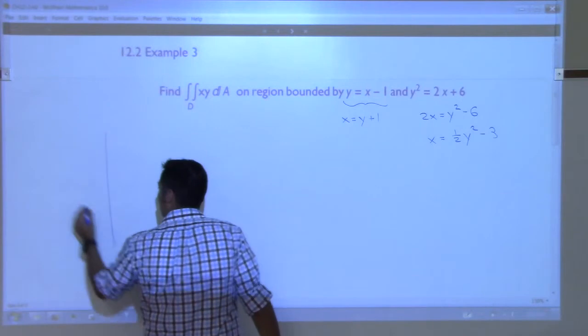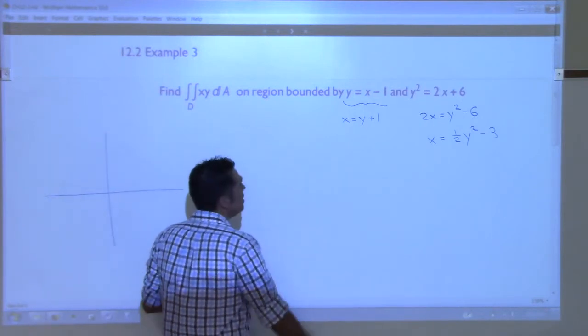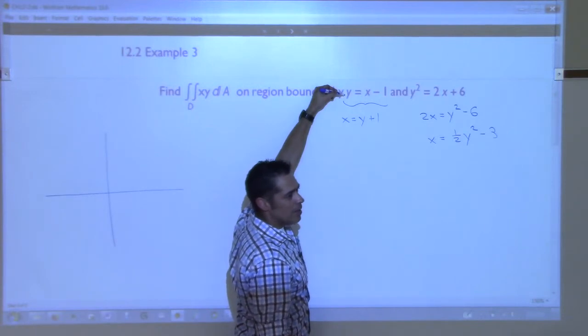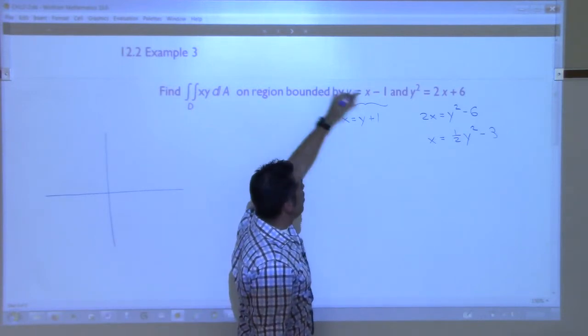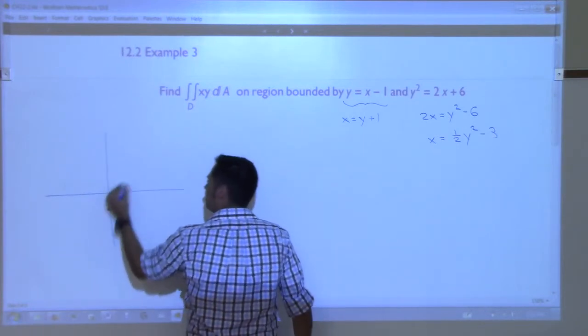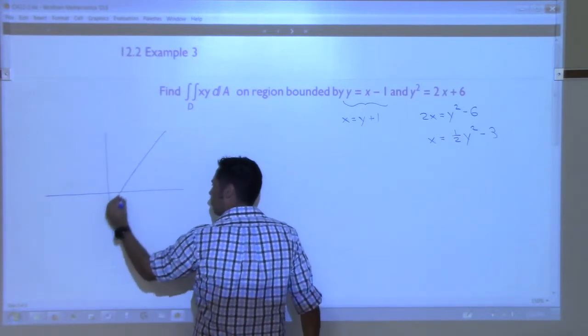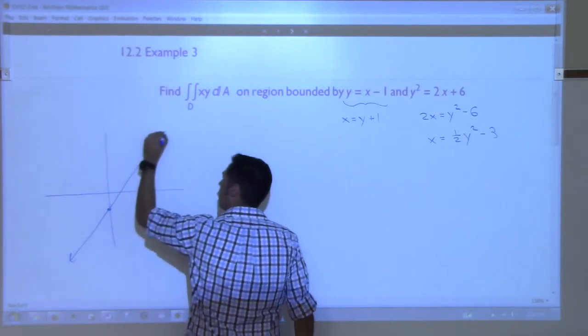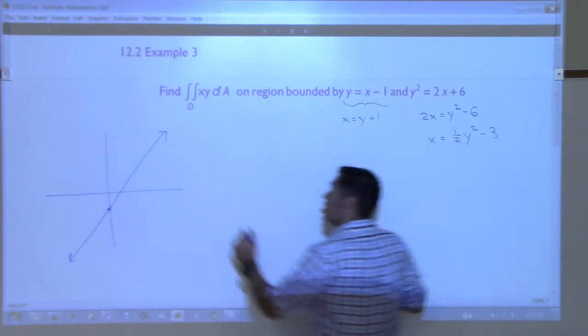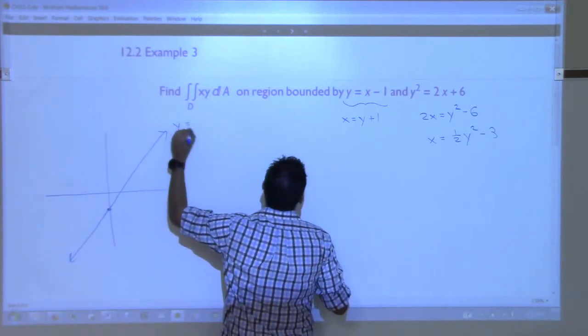All right, now, in terms of drawing these, to draw this one, I'm actually going to go back up here and just use what I already know about lines. This has a y-intercept of -1 and a slope of 1. So that goes like this. Okay, this is y equals x minus 1.